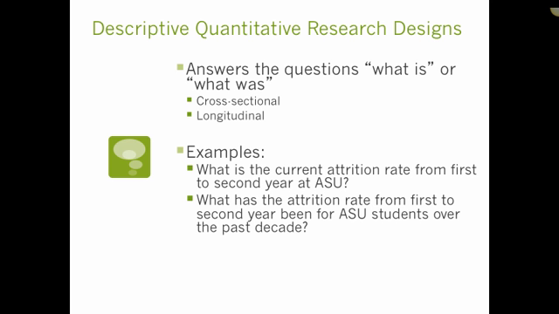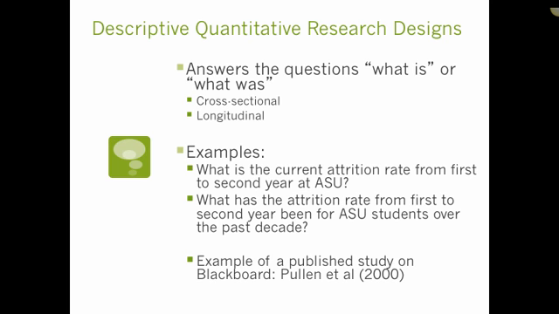Another descriptive question, what has the attrition rate from first to second year been for ASU students over the past decade? Again, that would be a longitudinal descriptive question, while this one would just be cross-sectional, looking at the current rate. To study this longitudinal question, you could just look at the trend of first-year students' likelihood of re-enrolling each semester over the past 10 years, right? So both of those are descriptive because they answer the question, what is or what was, just describing the current state of things or the past state of things.